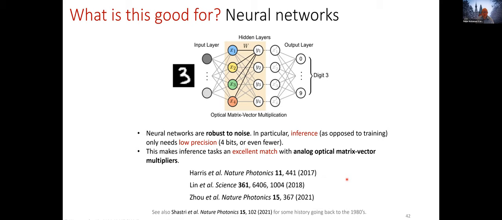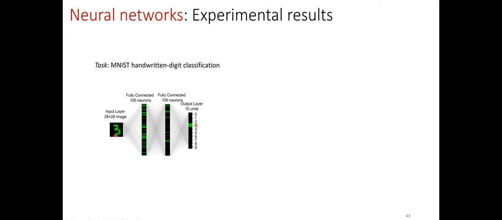So in our case, we've done an experiment where we performed MNIST handwritten digit classification with two hidden layers. So we're performing three matrix vector multiplications using our experimental optical matrix vector multiplier.